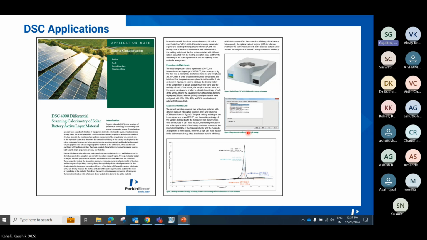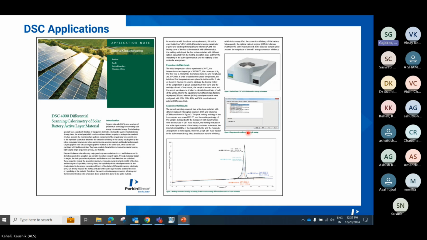It is also important that the crystallinity of these active materials and the regularity of their molecular arrangement are very important for the solar cell to work efficiently. So this material has been taken for analysis, with different ratios of this organic polymer, which we call DBT, and the fullerene samples. So different mixtures or different concentrations have been taken, and those have been analyzed with the help of our DSC.